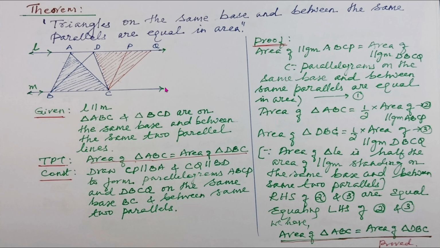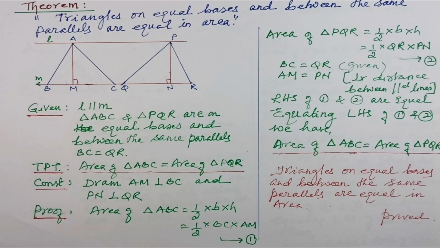So now the theorem is very clear. When triangles stand on the same base and between the same two parallel lines, then the areas of the two triangles are equal. Please remember that. Now going to the next theorem, the theorem states that triangles on equal bases and between the same parallels are equal in area. Now what is the meaning of that?